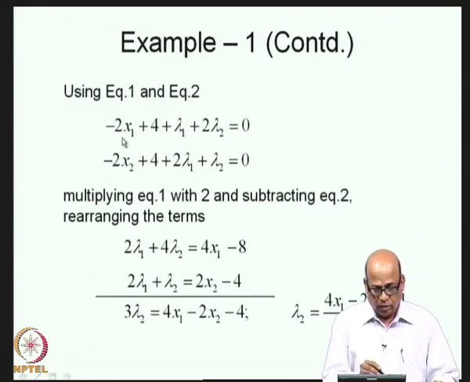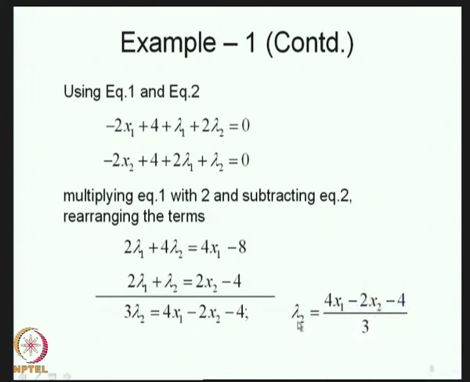So, let us start with these 2 equations, equation 1 and 2. From these we express lambda 1 and lambda 2 in terms of x 1 and x 2. So, lambda 2, I take these 2 equations and then express lambda 2, I eliminate lambda 1 from here and express lambda 2 as 4 x 1 minus 2 x 2 minus 4 divided by 3.